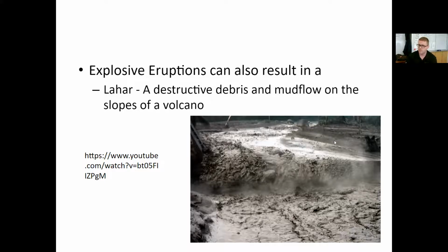Even though it is kind of mud mixed with water, there's still a lot of volcanic ash and debris mixed in there. Temperatures for this can be well over 100 degrees. That's really hot mud flow flying down the mountain. It's going to grab everything getting in its way, and it's extraordinarily dangerous.